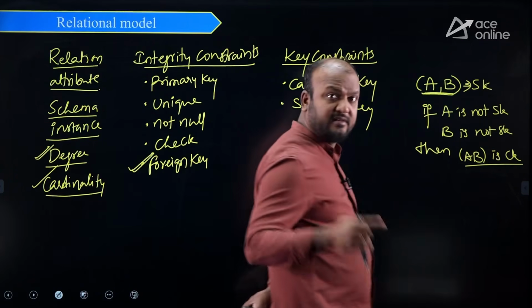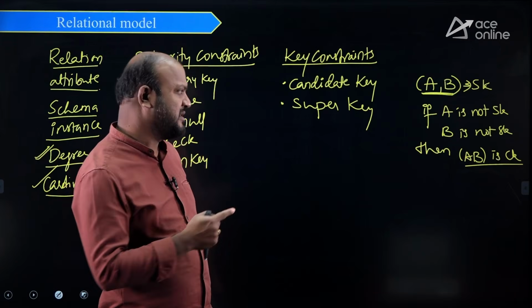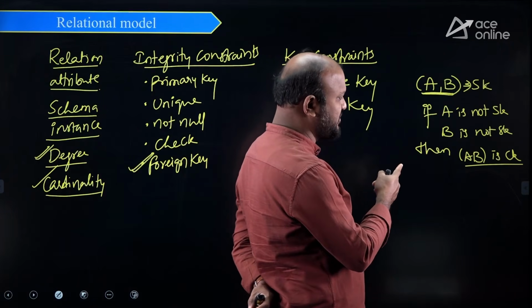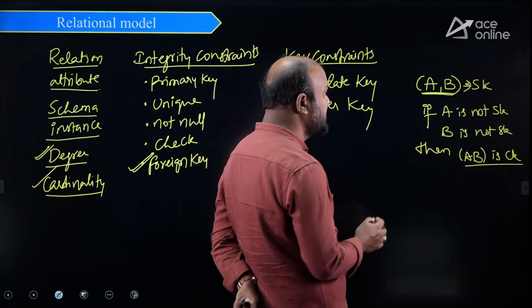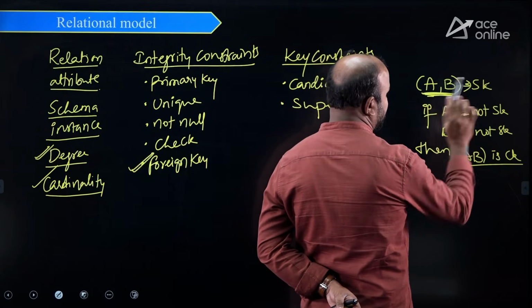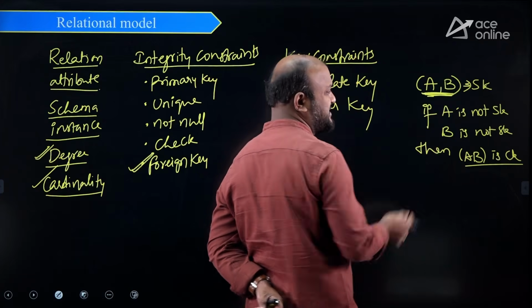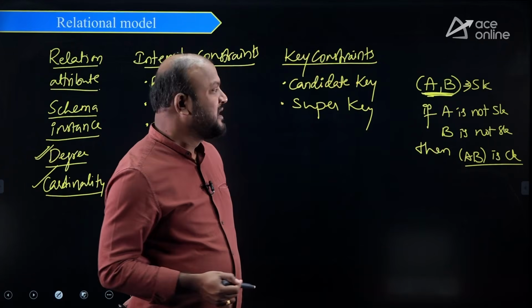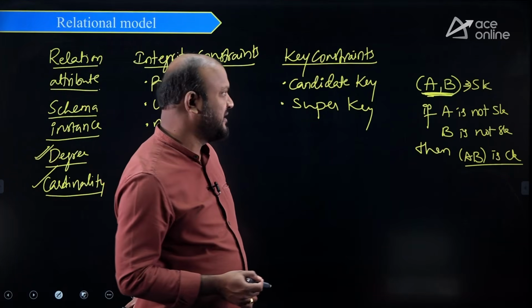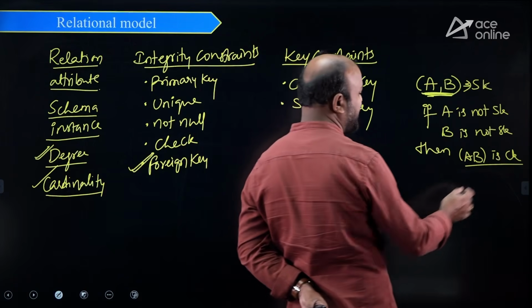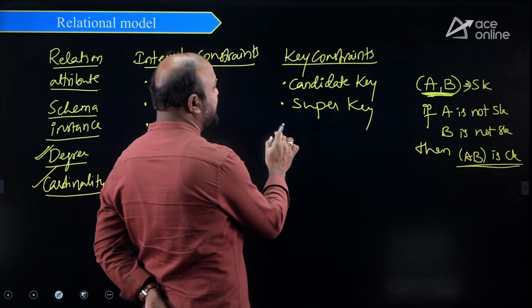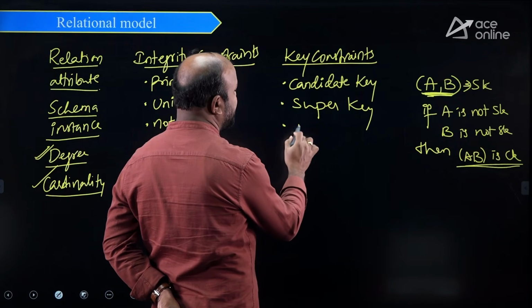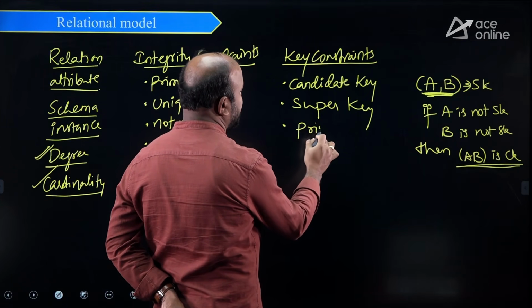And it is important, many times questions were asked on minimal super key, candidate key and so on. So, first thing, it should be a super key. Second thing, the subset should not be a super key. If the subset is not a super key, we can call it a minimal super key, and a minimal super key is called a candidate key. And one of the candidate keys should become the primary key, right?